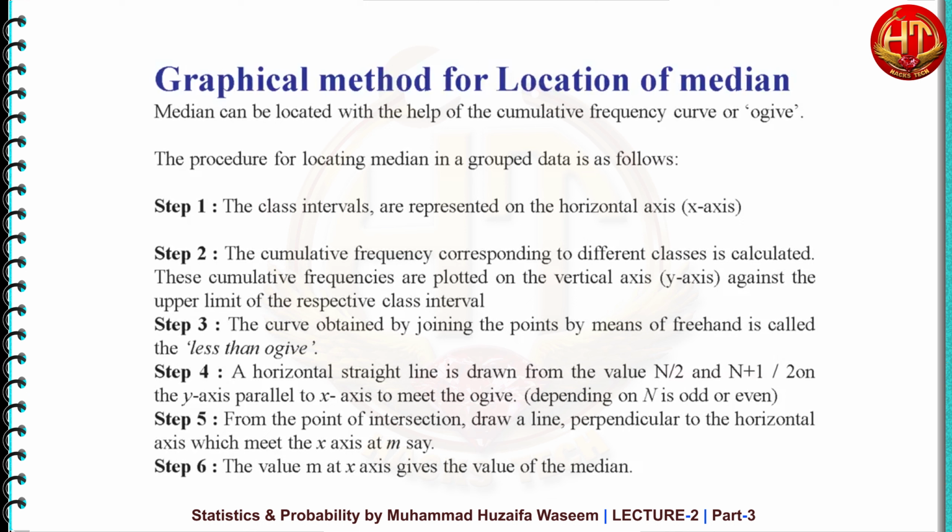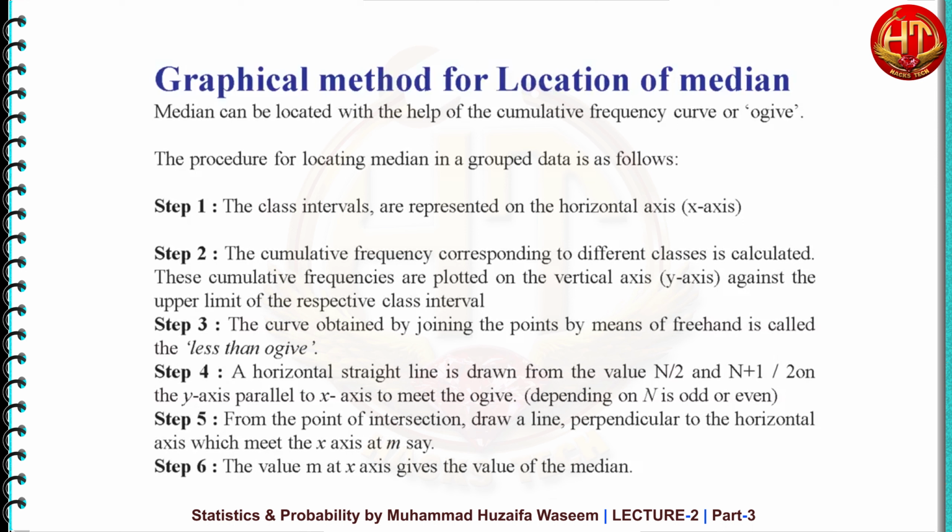Graphical method for location of median with the help of the CAH curve. Median can be located with the help of cumulative frequency or CAH curve. These are the steps. Step number 1, the class intervals are represented on the horizontal axis. It means that you have to draw the class intervals or class boundaries on the x-axis. Step number 2, cumulative frequency corresponding to different classes is calculated. Okay, these cumulative frequencies are plotted on the vertical axis. It means that the cumulative frequency for less than type is plotted on the vertical y-axis.